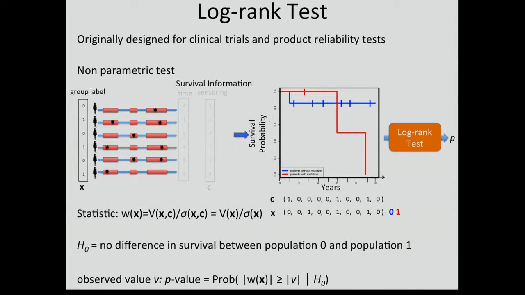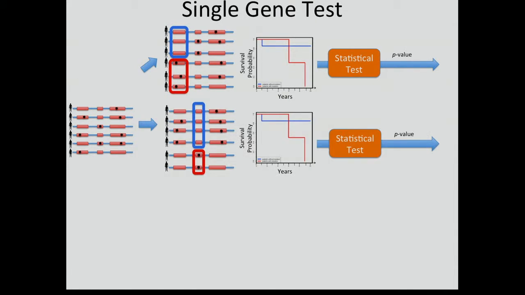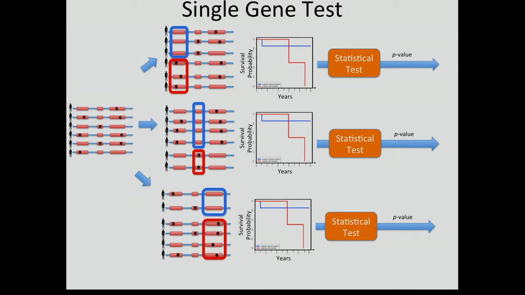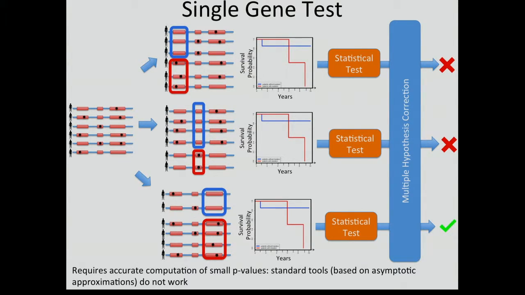OK, so now that we have the log-rank test, we can just perform a single gene test for the first gene, a single gene test for the second gene, a single gene test for the third gene, and so on for all the genes. We obtain a different p-value for each of them. Then we apply multiple hypothesis correction, and we obtain a list that tells us which of the genes are significantly associated with survival and which are not. So let me add a point to this. This seems all very easy. This approach actually requires the accurate computation of small probabilities.